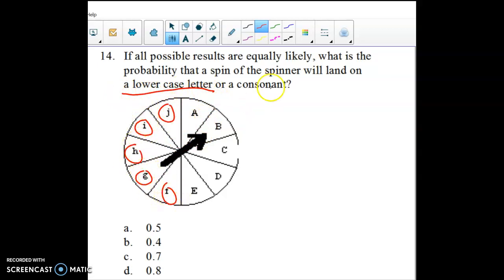Okay, and a consonant is a non-vowel. So out of the ones I haven't circled yet, I'm going to say, okay, any of these consonants, and B is a consonant, C, D. So to be either lowercase or a consonant, there is 8 out of 10 that fit that criteria, which is as a decimal 0.8.